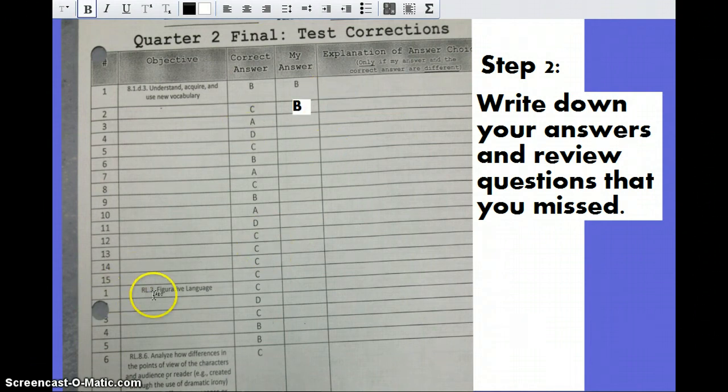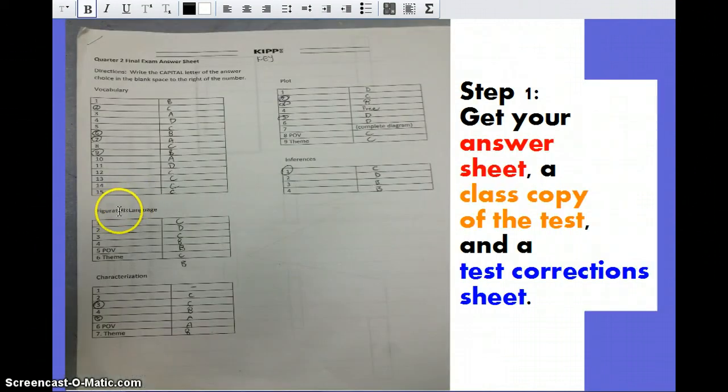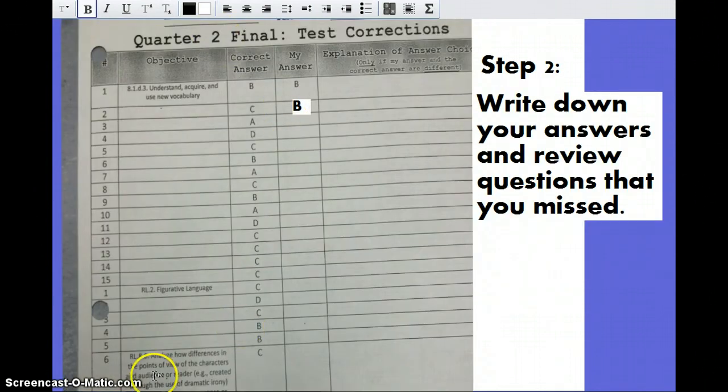Notice how it says number 1. It starts over from 15 to 1, and it says figurative language. Well, right here, notice figurative language 1 through, and that should actually be 7, right? Because there was a mistake. Now I've corrected that on your corrections, so just go through straight through. This right here tells you which skill that you're being tested on.